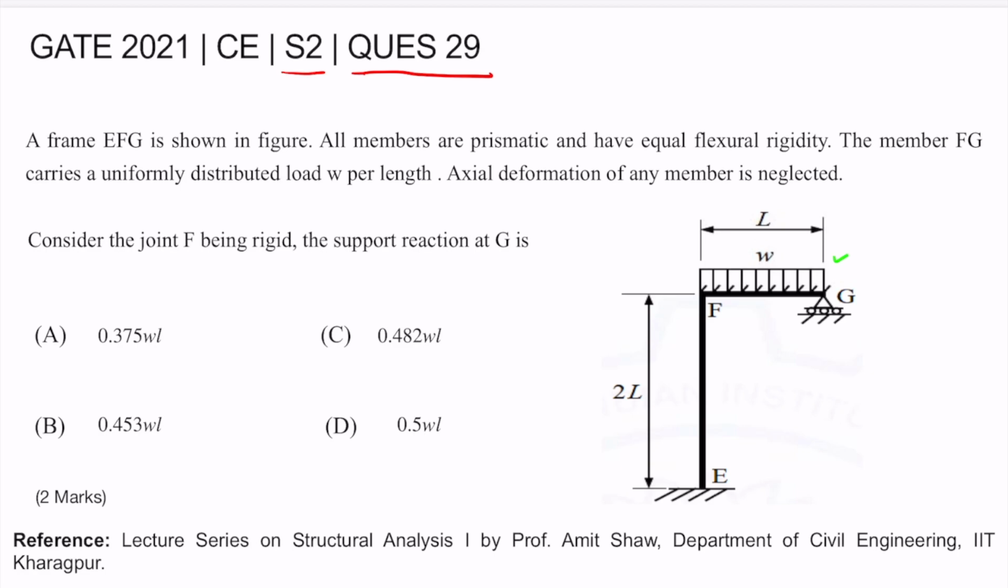A frame EFG is shown in the figure. All the members are prismatic and have equal flexural rigidity. The member FG carries a uniformly distributed load W per length. The axial deformation of any member is neglected. Consider the joint F being rigid. The support reaction at G is... So we need to find the support reaction at G. Four options are given to us.